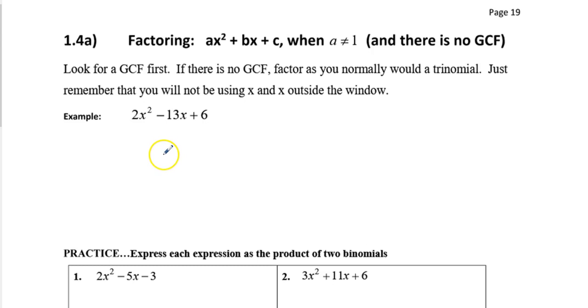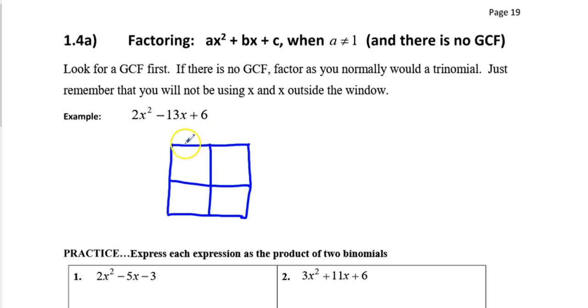So first off, we're going to look for a greatest common factor. Nope, don't have one. We're going to proceed to set up our window, our 2x2 grid. Okay, now let's see, we've got 2x squared like before, and 6, the constant. We can put those in place. Here's the dilemma. We've got our x and our 2x, because those are the factors of 2x squared.